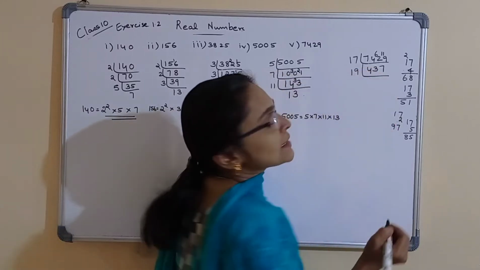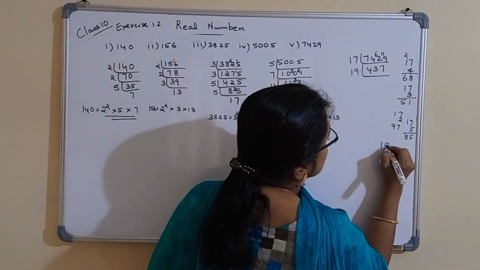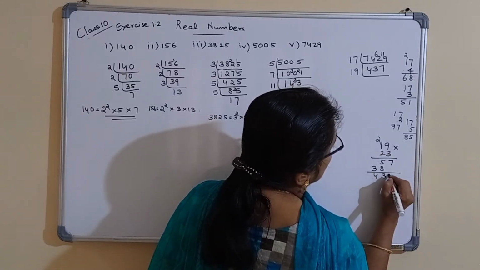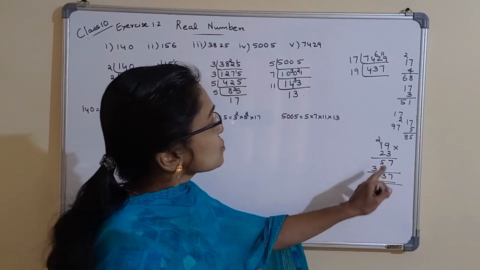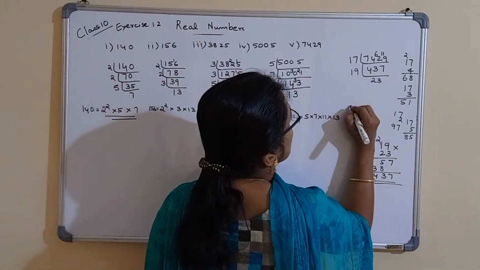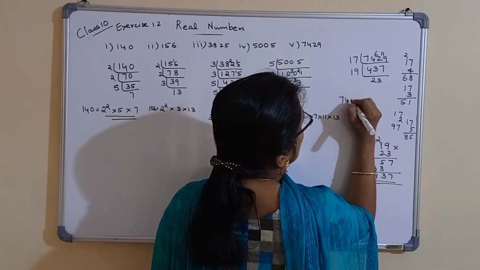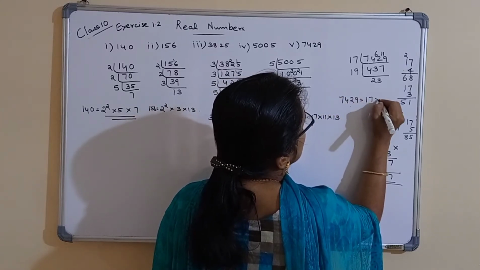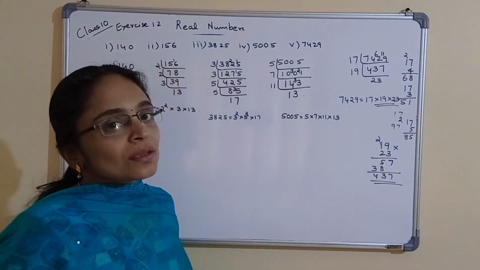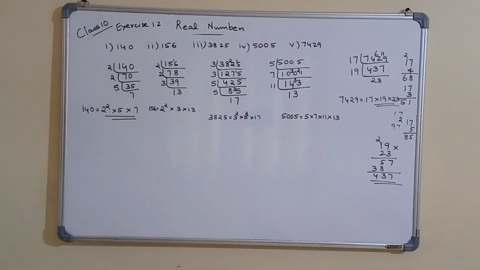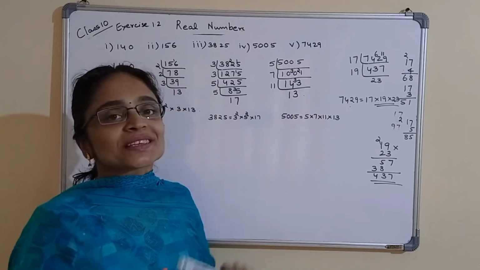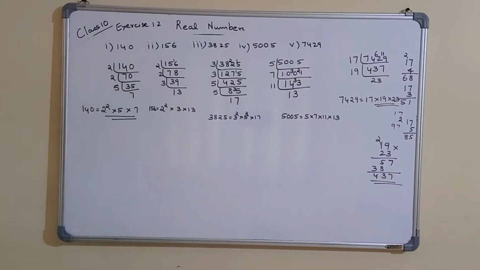Now we will check if 19 is a factor. 19 into 23 is 437. So what are the prime factors of this? We can write 7429 as 17 into 19 into 23. Okay, understood? You can pause the video, write this and proceed to the next question.